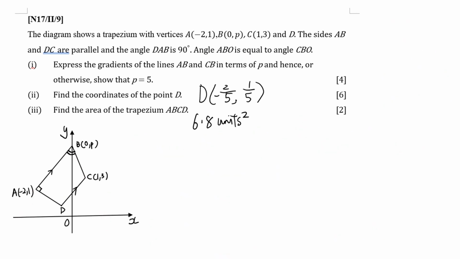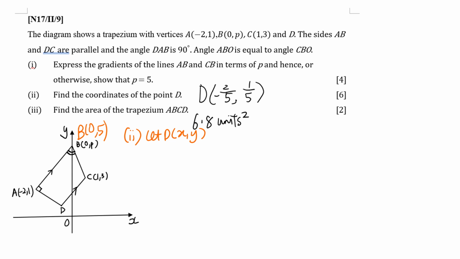Right, let's look at part 2. We've already shown that p equals 5, so we can just substitute that into point B to get (0, 5). You are asked to find the coordinates of D. So how are you going to go about finding the coordinates of D? If you look at the diagram, D is the intersection point of AD and DC. It's a 6 mark question. So basically what you need to do is find the equation of AD, find the equation of CD, and solve these two equations simultaneously. This is what we're going to do.